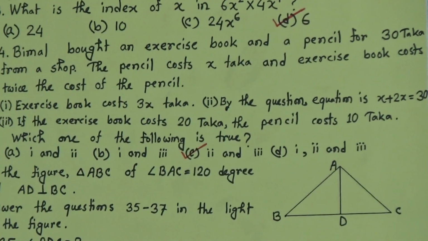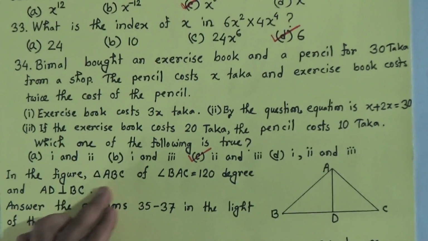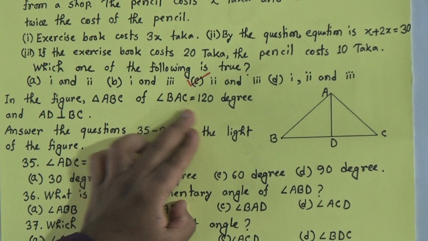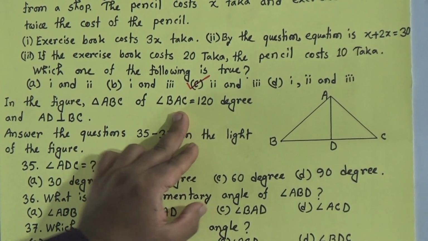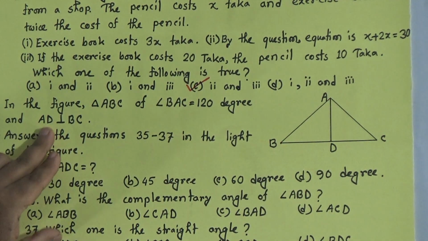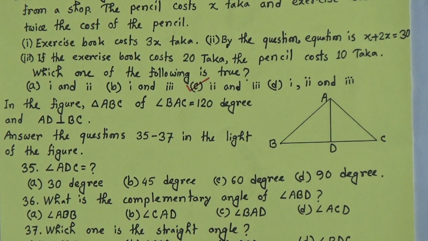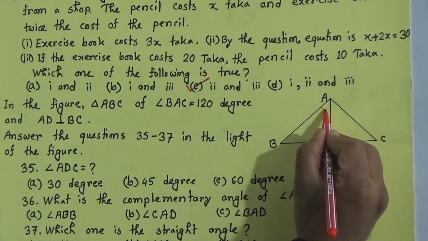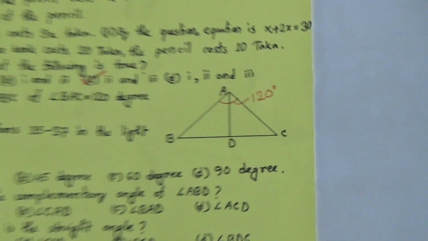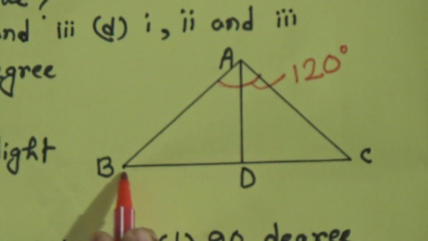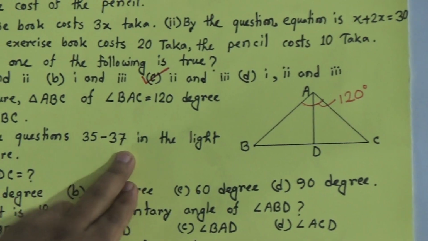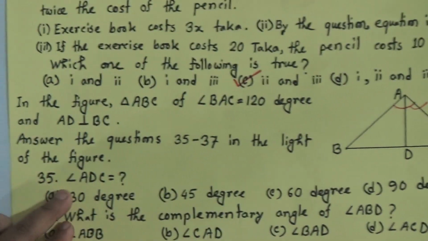Now we have a next one. In the figure ABC triangle of angle BAC is 120 degree. Angle BAC here, angle BAC is 120 degree and AD is perpendicular to BC. AD is perpendicular to BC. That means this angle is 120 degree. This angle is how much? 120 degree. Okay. And this AD line is perpendicular to BC.